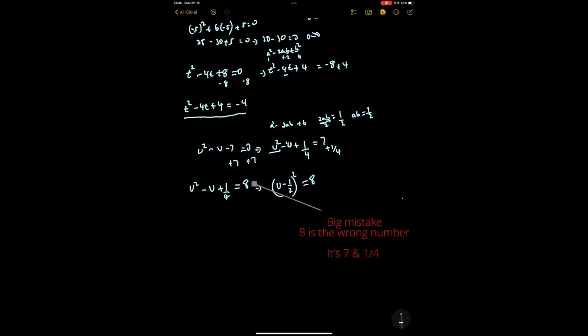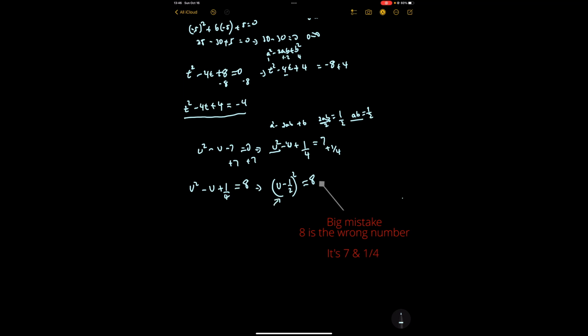Yes, because since AB equals half, and we know that A is equal to 1, if you divide half by 1, it's still going to be half. So B equals half, so B squared is going to be equal to a quarter. So that would be u squared minus u plus a quarter equal to 8, which is u minus half squared. Let's see if that's right.